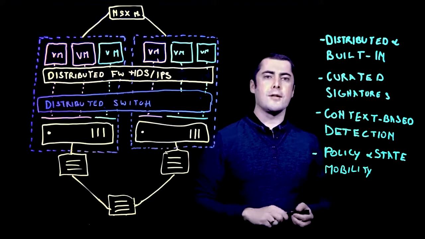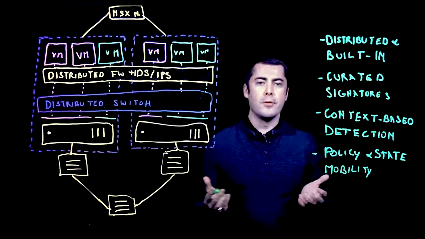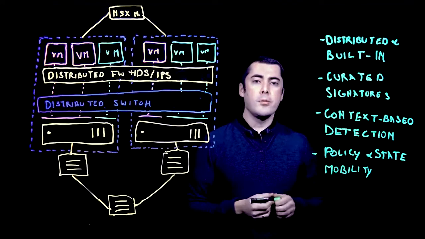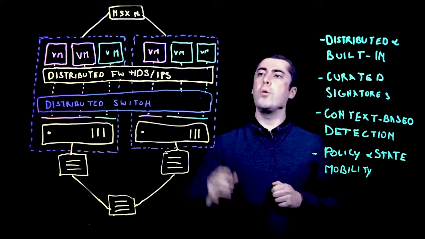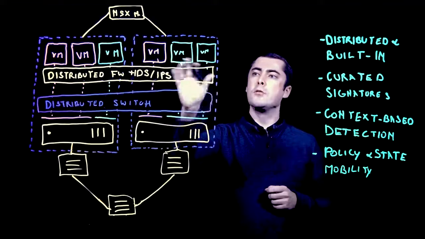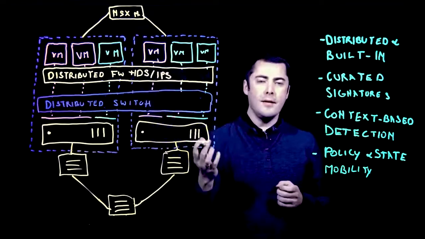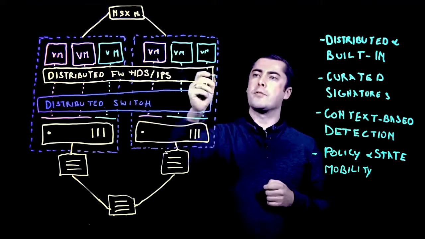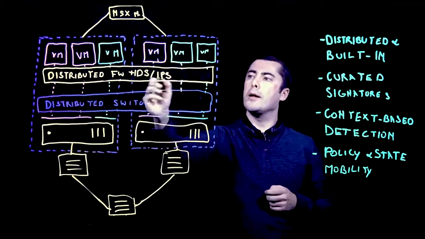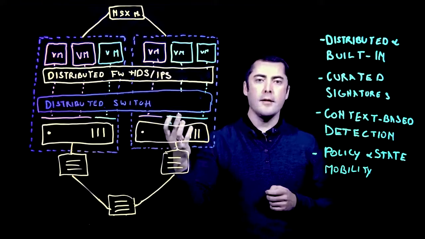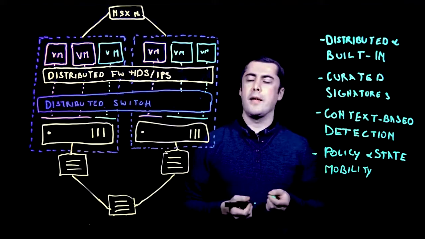With the NSX Distributed IDS and IPS, we also provide curated signatures. And for those of you who are familiar with the distributed firewall, you might be familiar with a concept called apply to. And apply to is basically what allows us to only apply the relevant firewall rules to specific workloads. Imagine if you have a database server here, it really doesn't make any sense to apply a firewall rule that allows traffic from the web application to the application tier here, to apply that to our database server as well. It's not relevant to that. The database server is never going to see that traffic. Same thing applies to an IPS.